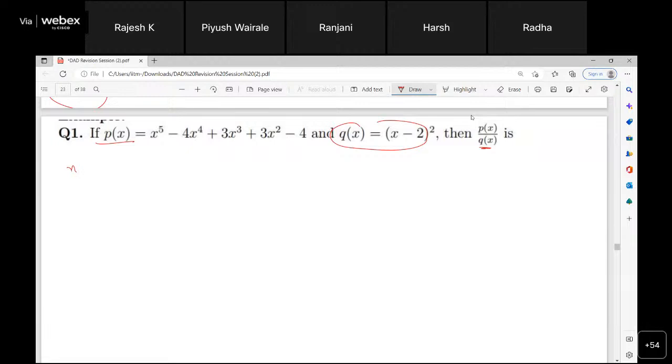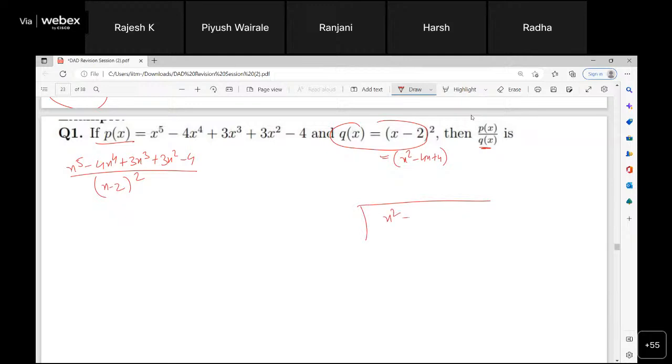So p of x is basically x to the power 4 plus 3x cube plus 3x square minus 4, and my q of x is x minus 2 whole square, right? So now I need to find out this particular value. Yes, anyone, how to do that? First I can simply expand it: x square minus 4x plus 4. Okay, let us take a simpler example.